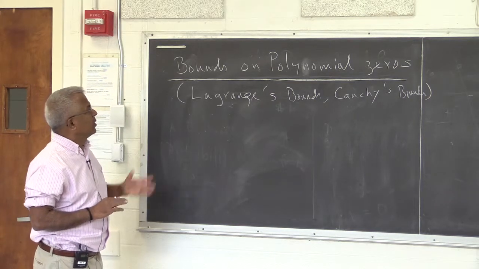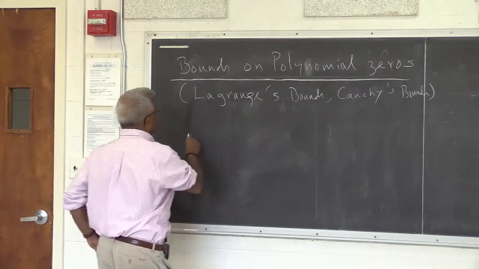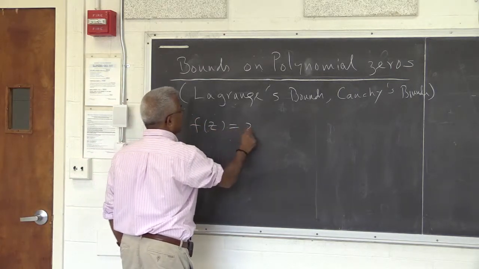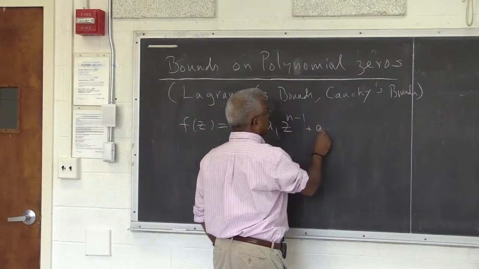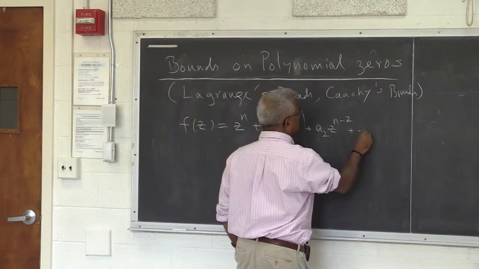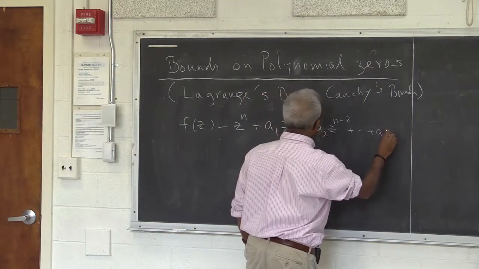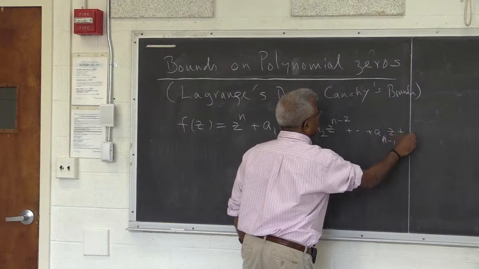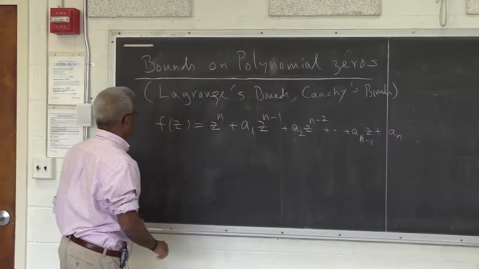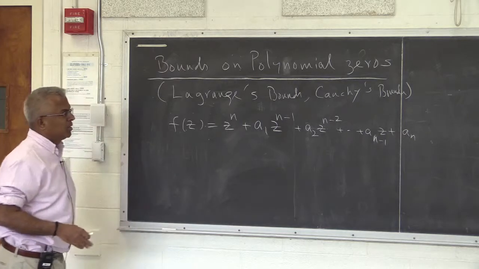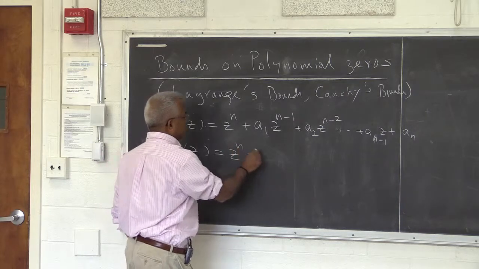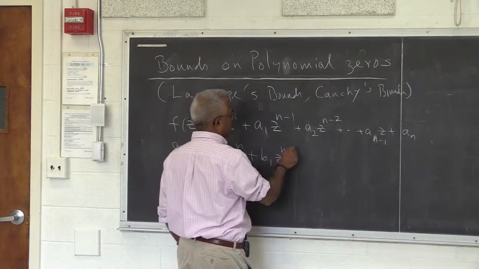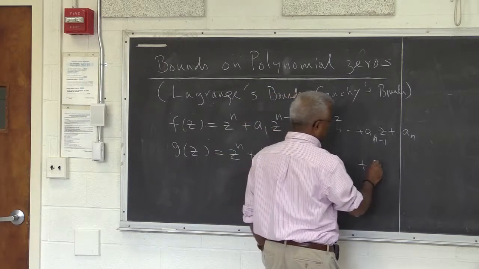So let's look at the problem of putting bounds on the zeros of a polynomial. So a polynomial, I'm going to write it in this particular fashion: f(z) is z^n plus a1 z^(n-1) etc., an. Similarly, g(z), I'll look at two polynomials, z^n plus b1 z^(n-1) etc. Last term bn.